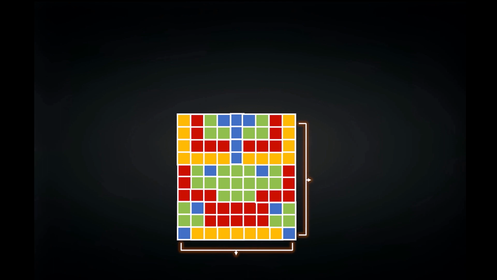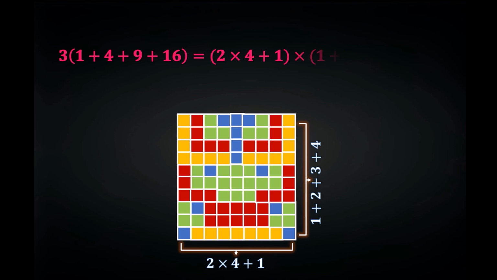The length of the rectangle formed is 8, which can be written as 2 times 4, plus 1, and the breadth is the sum of 1, 2, 3, and 4. After which the total sum of square numbers equals the area of the rectangle, as shown here.